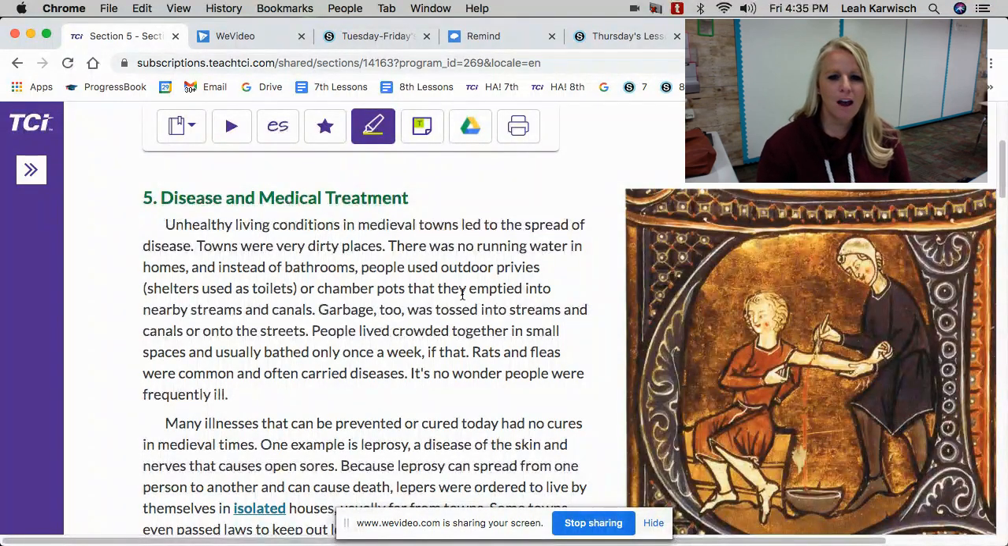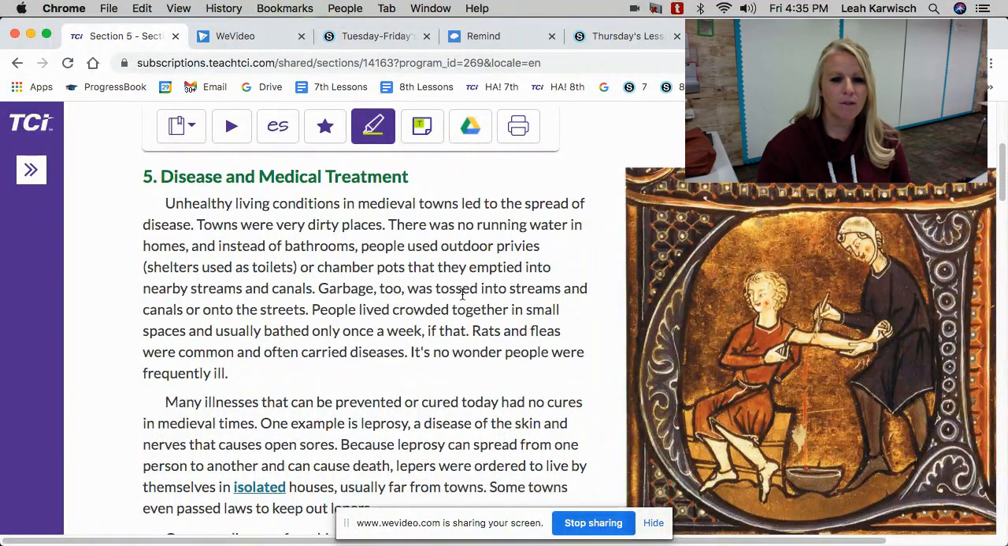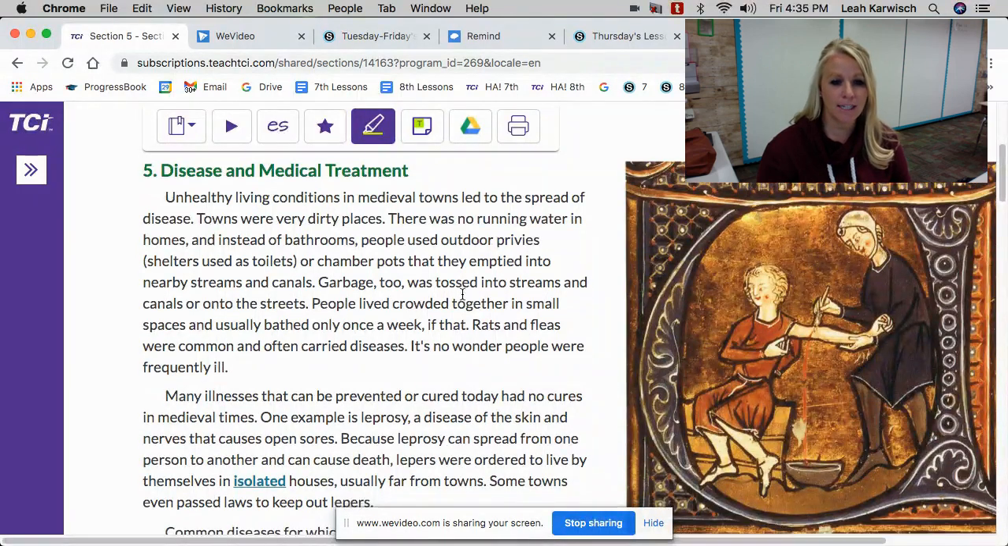Garbage, too, was tossed into streams and canals or onto the streets. People lived crowded together in small spaces and usually bathed once a week, if that. So rats and fleas were very common and often carried diseases.